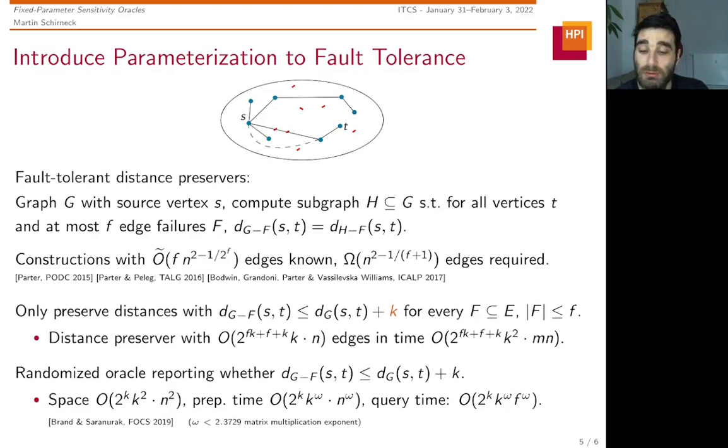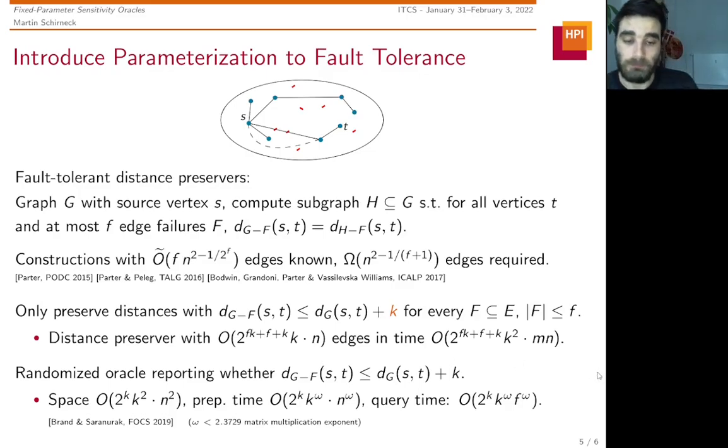And we obtain this solution by reducing the question of whether the fault-tolerant distance increases by at most k to some reachability question, and then applying a known reachability sensitivity oracle by van den Brand and Saranurak from 2019. So the main message here is that if you are willing to relax the objective and parameterize it, then you can really improve upon known lower bounds for the general problem.